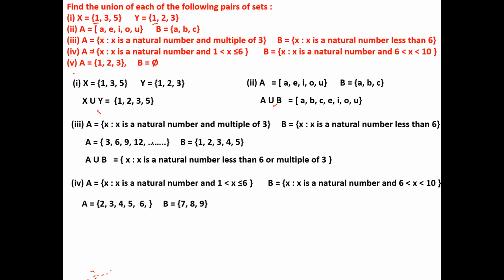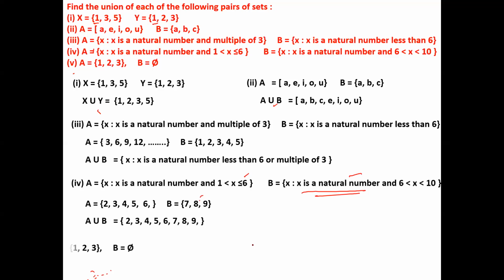So X is a natural number between 1 and 6. 1 not included, 6 included. Here it is 6 less than X less than 10, both not included. So natural numbers only 7, 8, 9. Don't write an interval here because it is given as natural numbers. This is not an interval. So A union B is an empty set.